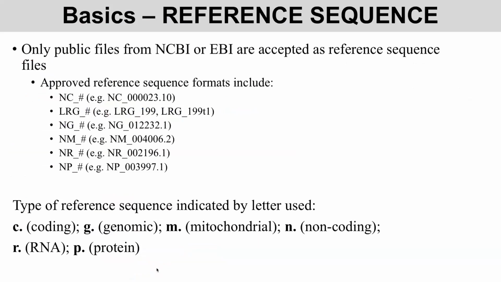So a lot of papers don't have a reference sequence. Is there a way to use HGVS with an ambiguous reference, not reference, but an ambiguous transcript?